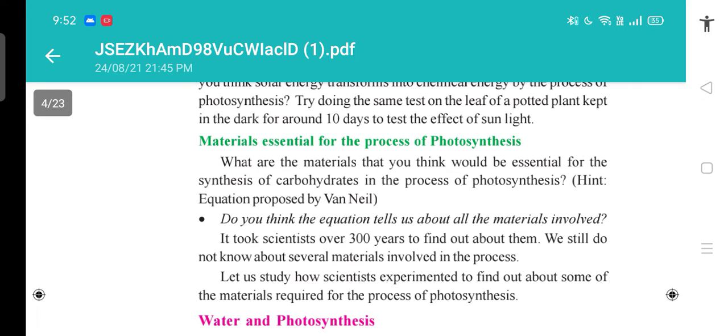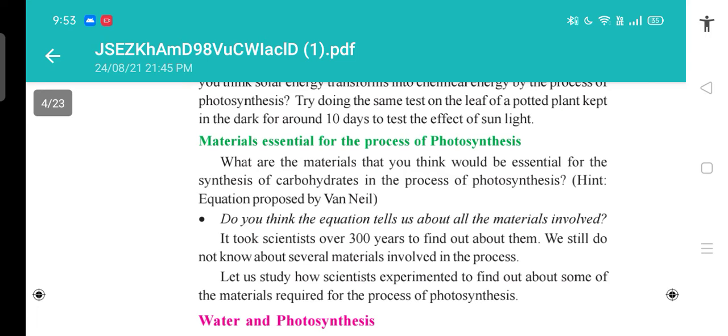Next, we still do not know about several materials involved in this process. We know that the raw materials for photosynthesis are carbon dioxide, water, the action of sunlight, and chlorophyll. But here it is telling that we don't know about other materials involved in the process. Let us study how scientists experimented to find out some of the materials required for the process of photosynthesis.